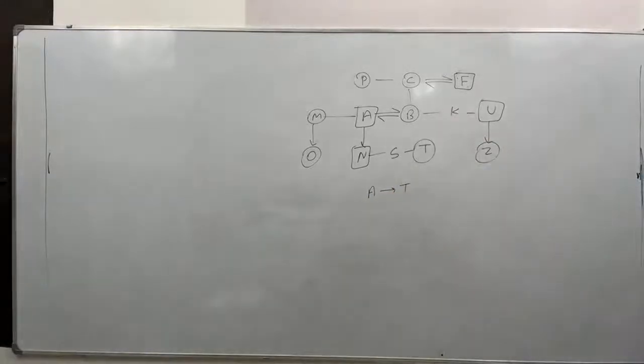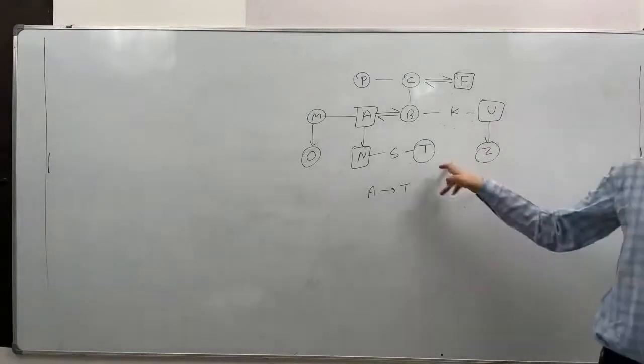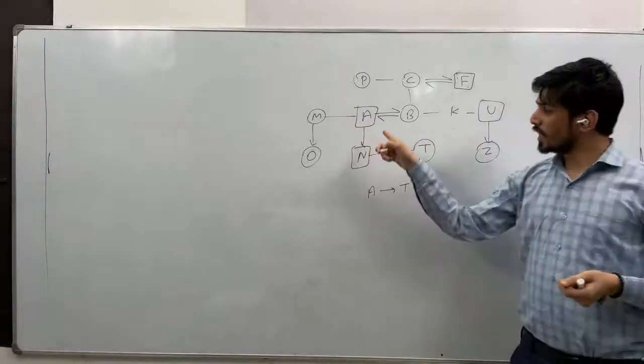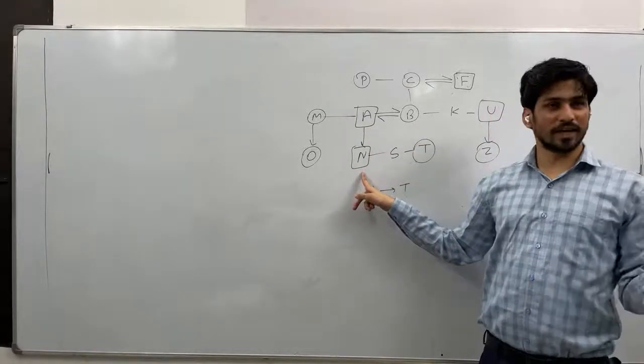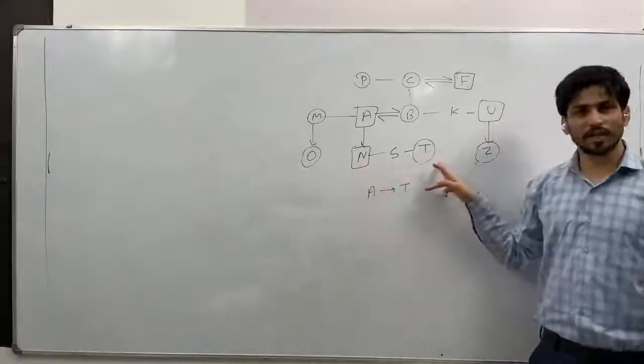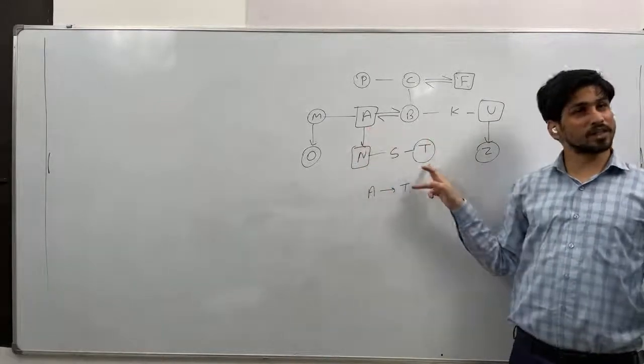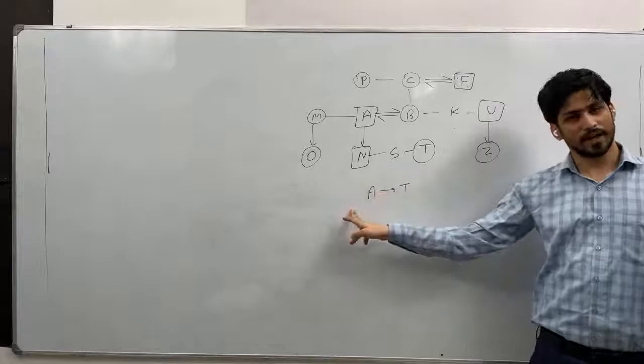My next question is, see here, what is the relation between A and T? Anyone, maybe from the backside? What is the relation between A and T? Who is A for T? T is the daughter of A. Clear, right? Because who is N here? N is the son, right? And N is having a sister T, so it means A is the father. So T is the daughter of A, right?